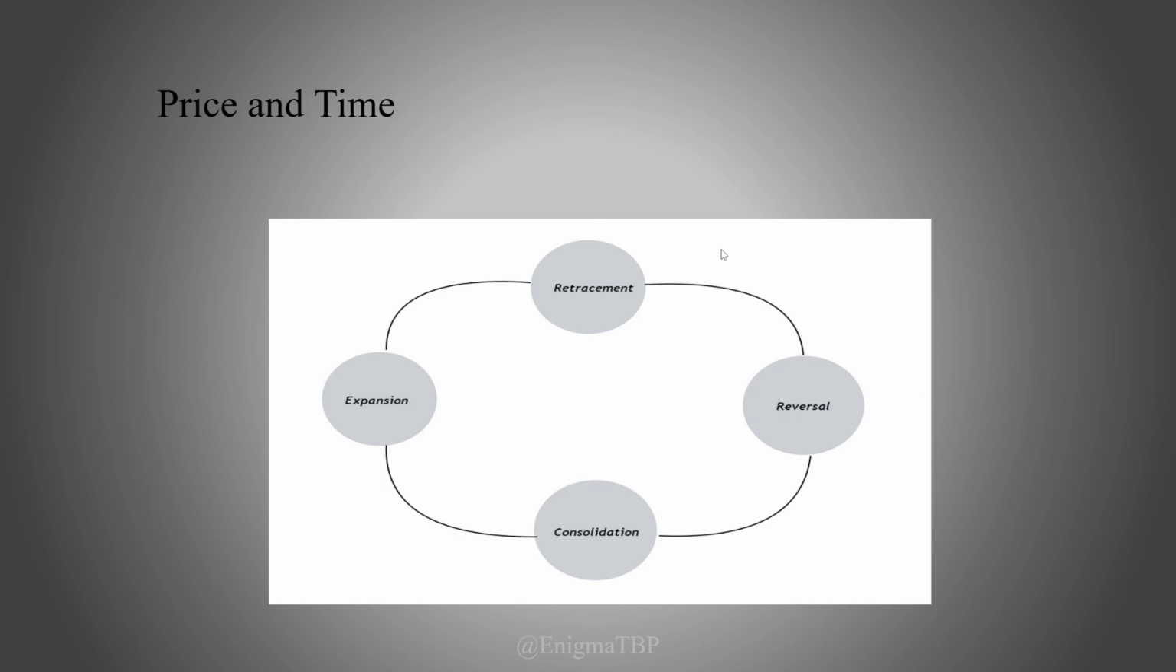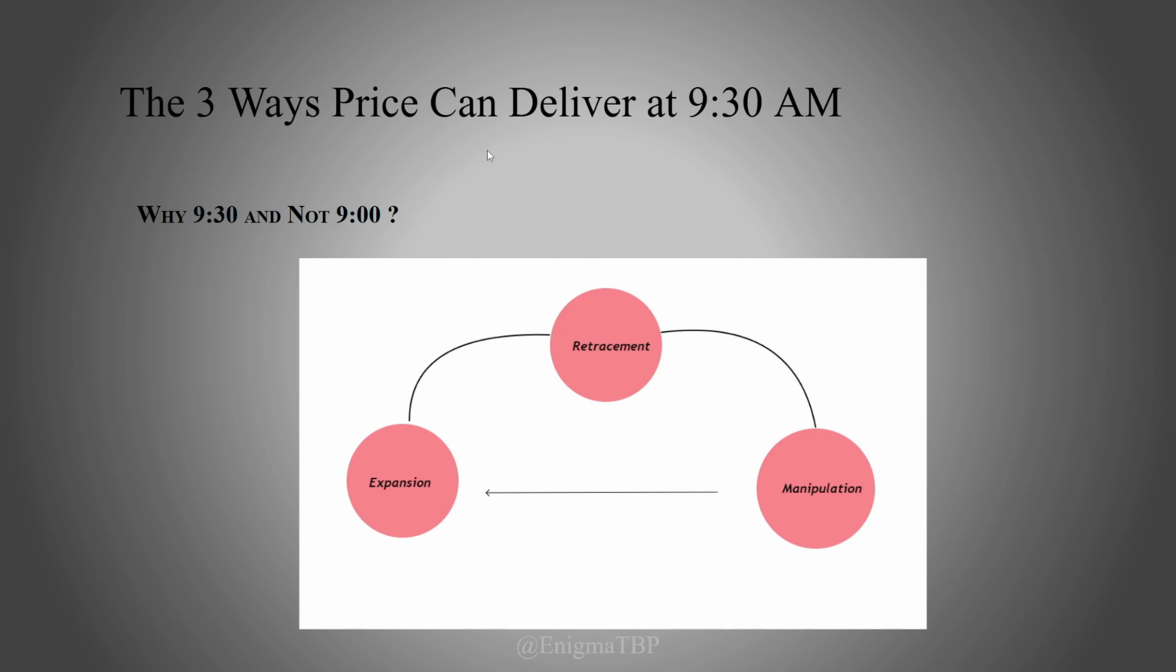So, price and time. You all know that price only does one of these four things. It could consolidate, expand, retrace, or reverse. However, when it comes to the 9 a.m. model, it will only do one of these three things. Why 9:30 and not 9? It's because 9:30 is when the futures markets open, and that's when large amounts of liquidity get injected, and we will see huge price fluctuations.